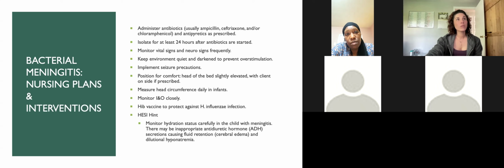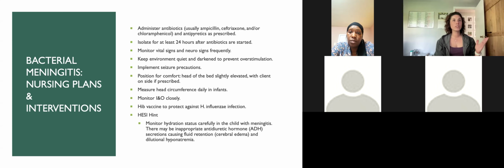So these patients are going to be on antibiotics and antipyretics. They have to be in isolation for 24 hours past the start of their antibiotics. We're going to be doing very frequent vital signs and neuro checks on them. They need a minimal stimulation environment. So quiet, dark, very little interaction going on with them so that we can just let their brain rest. We don't want them taking in any form of stimulation. They're going to be on seizure precautions.